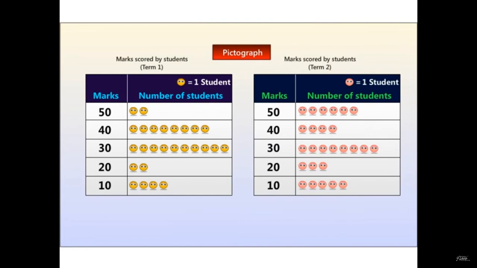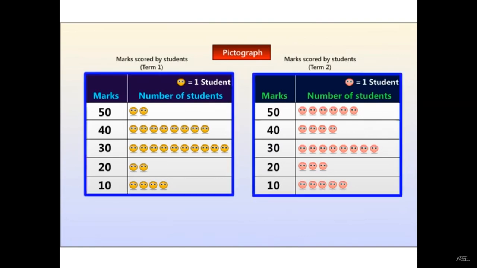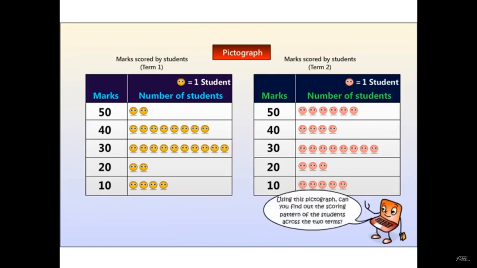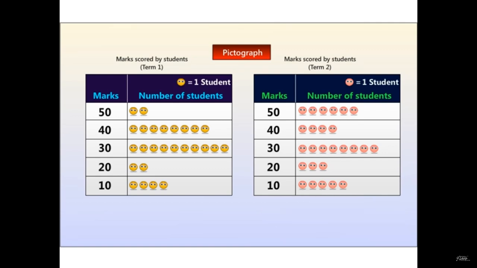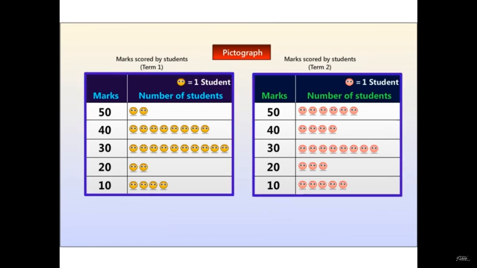Now, look at these two pictographs. The two pictographs show the scoring pattern among students of a class for Term 1 and Term 2 of the academic year. Using this pictograph, can you find out the scoring pattern of the students across the two terms? We observe that finding a trend or a pattern is difficult and time-consuming with a pictograph. In such situations, there is a need for a different form of data representation.